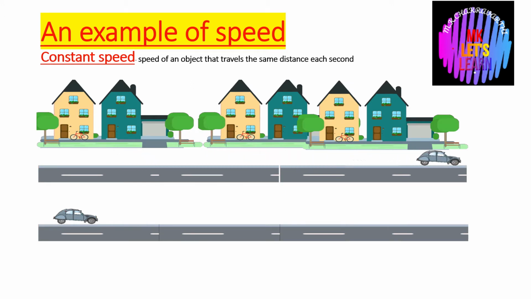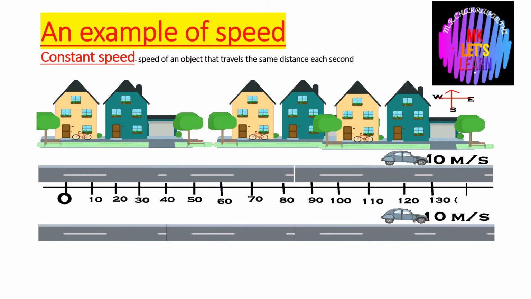Here in this diagram, imagine two cars moving along the road at different speeds. The picture below shows the position of each at 1 second intervals. The fast car moves 3 times the speed of the slow one. The fast car moves 3 meters each second with constant speed, while the second car is at rest relative to the first car. Here we need to understand constant speed: the speed of an object that travels the same distance each second.